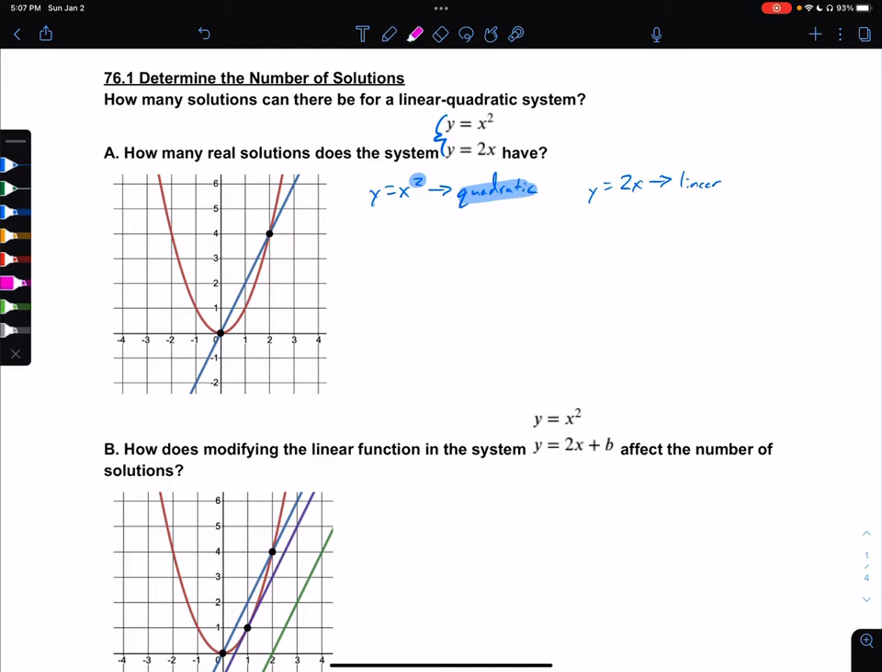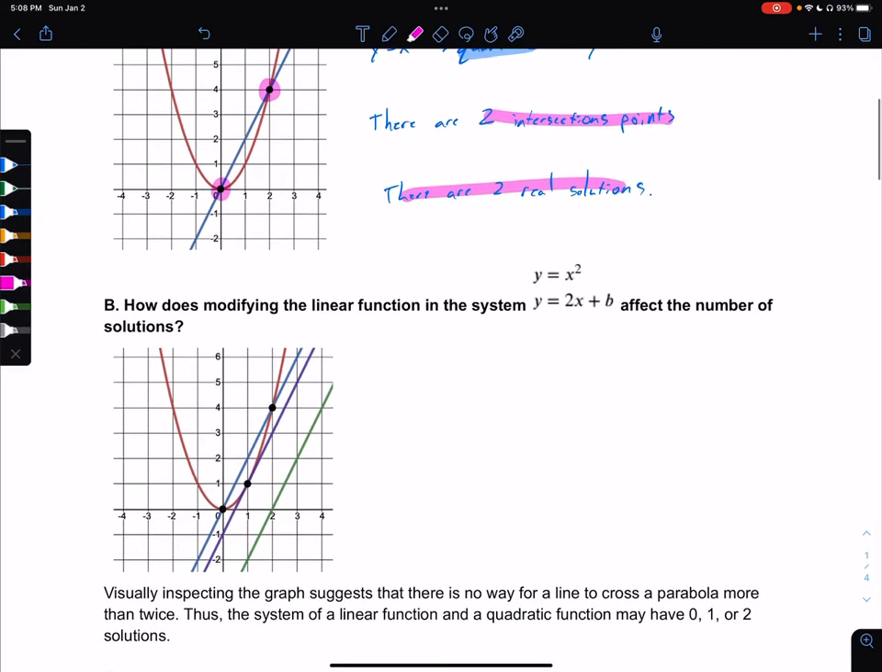Well, looking at this graph, we have 2 intersection points. Again, I'm going to keep this as concise and simple as I can. Since we have 2 intersection points, that tells us that there are 2 real solutions. I'll get into a little more detail on that in a minute. But 2 intersection points will mean 2 real solutions. Okay, let's leave it at that.